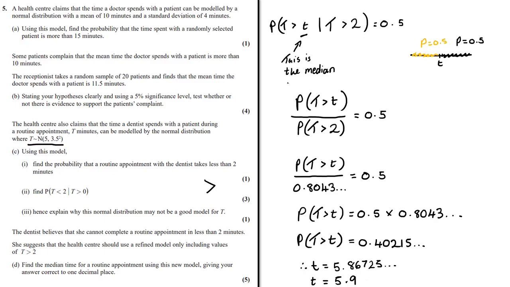And there we have it. That's probably the trickiest part of question 5, part D, but we got there. So that gives us the solution to question 5, and that brings us to the end of the stats part of the exam. Now let's move on to the mechanics part of the applied predicted paper.